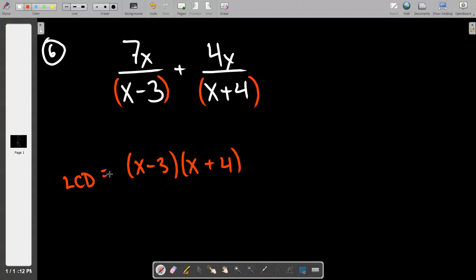Anyhow, once I understand that I need the bottom of the left one times the bottom of the right one, then I simply go through and ask the same question over and over again like a broken record. What does the first fraction's bottom need? Yes, so I will multiply by x plus 4. What does the second fraction's bottom need?